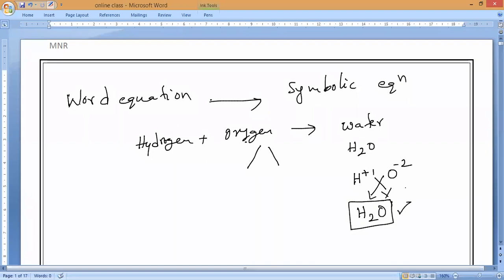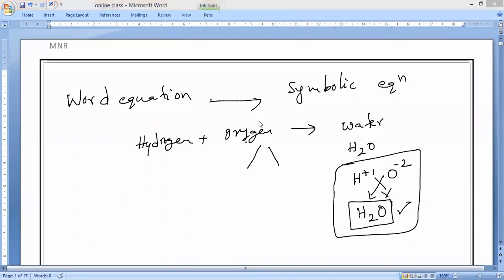So while you are writing the chemical equations, for a few more days we have to practice like this, in such a way that you never commit any mistake in writing the chemical formula. That is the first suggestion I am giving you, and all of you should follow that.